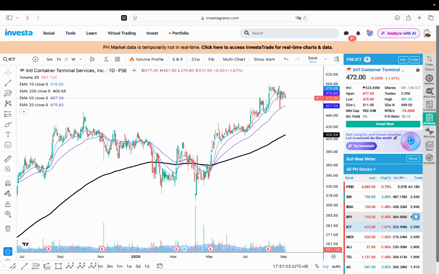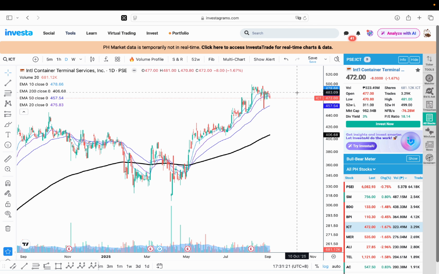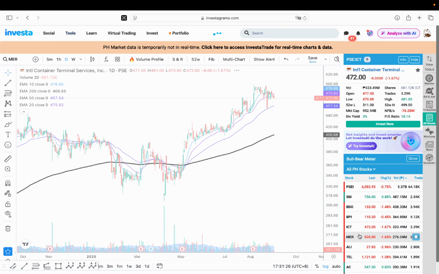ICT, this is our first good candidate, right? It's trading above the longer term EMAs, right? But it's trading sideways right now. So it's something that we can watch out for a potential buy, right? So ICT is one.